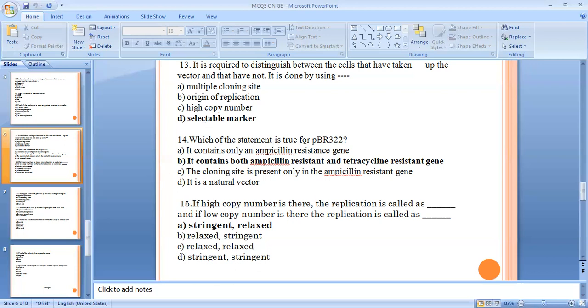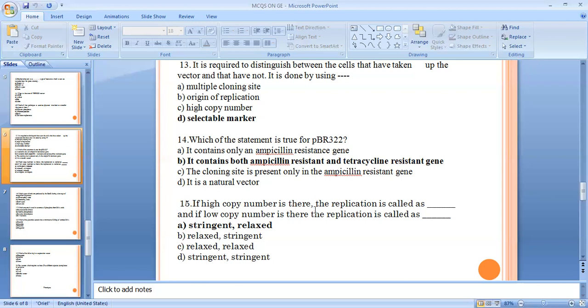Which statement is true for pBR322? Your options are A, it contains only an ampicillin resistance gene. B, it contains both ampicillin resistance plus tetracycline resistance genes. C, the cloning site is present only in the ampicillin resistance gene. D, it is a natural vector. So the right answer here is that it contains both types of selectable markers, the ampicillin resistance as well as the tetracycline resistance gene. Next question is coming to you.